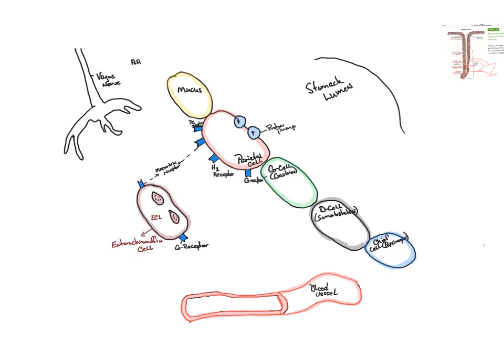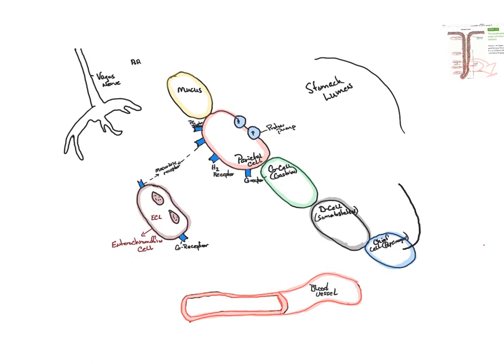First of all, for clarification, you'll see that this is the stomach lumen, and then we'll have these cells. You have the mucus cells that we showed earlier. This is the parietal cell that's going to produce hydrochloric acid. Our G cells for producing gastrin, D cells for producing somatostatin, and then we'll have our chief cells for producing pepsinogen.